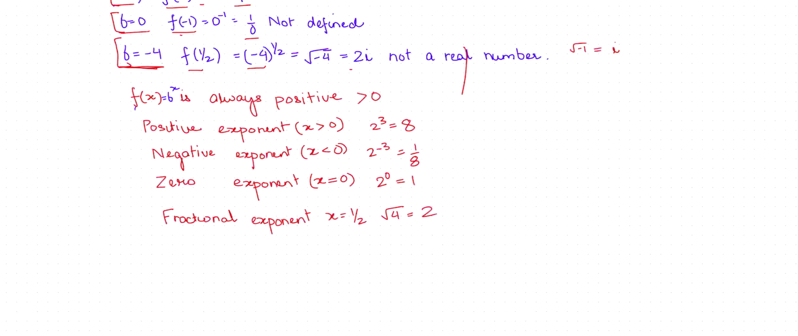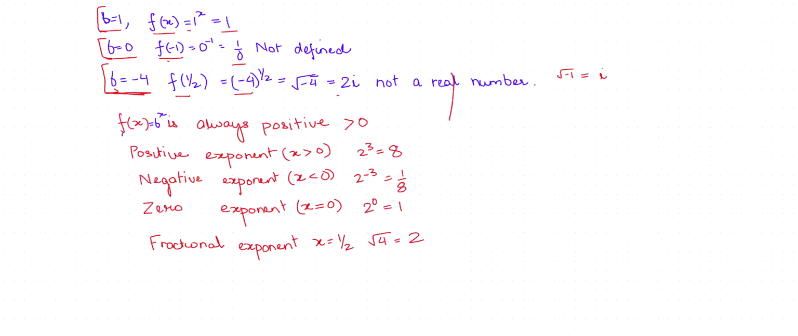So if we take a positive exponent, suppose 2 raised to power 3, the exponent 3 is greater than 0. So we get 8. If we take a negative exponent, suppose 2 raised to power minus 3, then 1 over 8, which is also positive. Then if the exponent is 0, because x can be all real numbers, 2 raised to power 0 is also positive. And if we take a fractional exponent, suppose x is half, 4 raised to power half, or square root of 4, that is also positive.